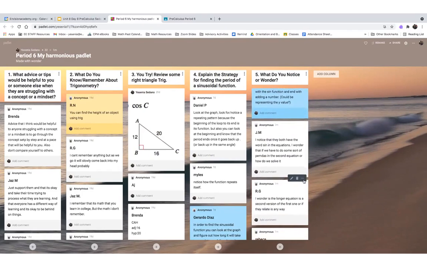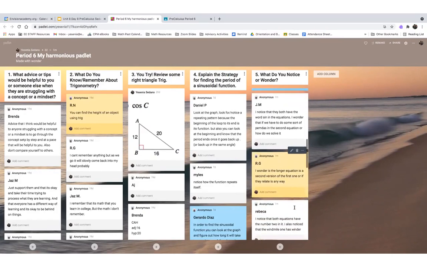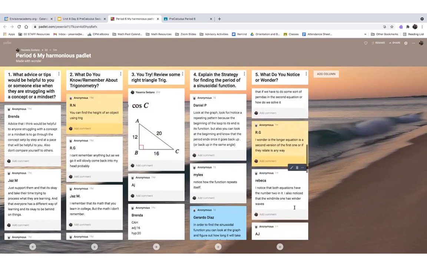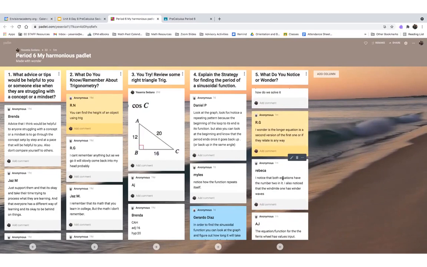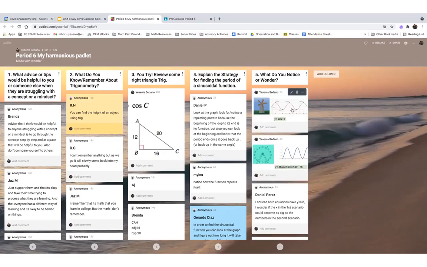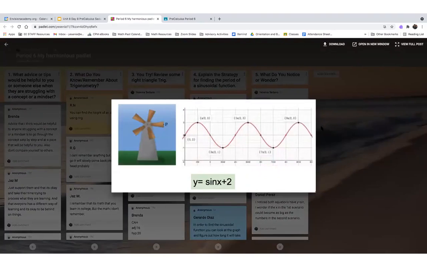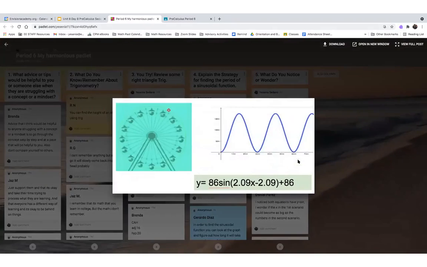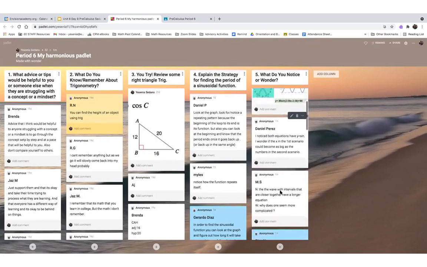A lot of you noticed that the second one looked more complex, like it was longer. And we have some wonderings about if they relate in any way. Oh, okay, this is new. Notice that both equations have the number 2 in it. I actually didn't notice that myself. Now I'm curious, is there really a 2 in both? So this has plus 2, and this one down here does have some 2's right here. I see that 2 now, so I actually didn't notice that.